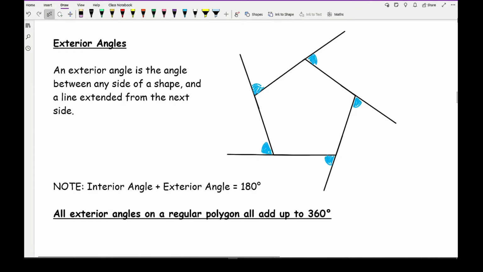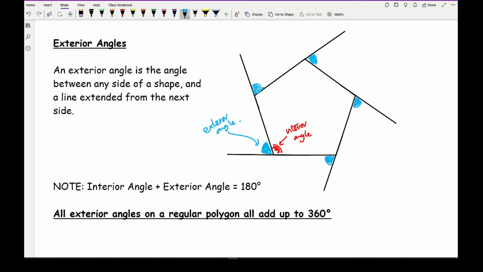Now, if we have interior angles, then exterior angles also exist. Now, an exterior angle is an angle between any side of the shape and the line extended from the next side. So as you can see on this pentagon, I've highlighted what each of the exterior angles are going to be. So if I first of all make a note of one of the interior angles, so this here is my interior angle, then this little blue angle is going to be what we call the exterior angle.